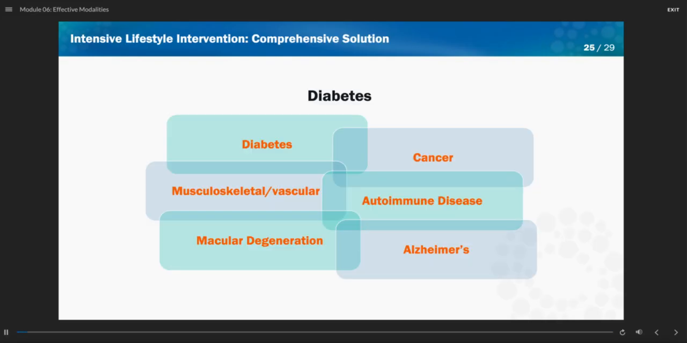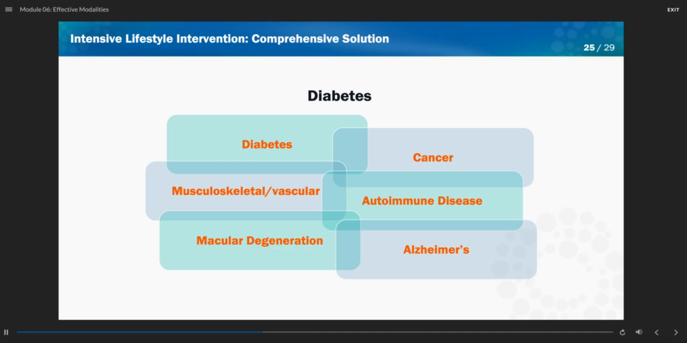So when we think about an intensive lifestyle intervention, we remember that diabetes is a multimodal disease and a lifestyle intervention program that utilizes diet, exercise, stress reduction, managing sleep, and if necessary, cessation of substances. It becomes a comprehensive solution that not only improves insulin resistance and type 2 diabetes, but it also enhances the quality of life for the individual that has been a part of the intervention.